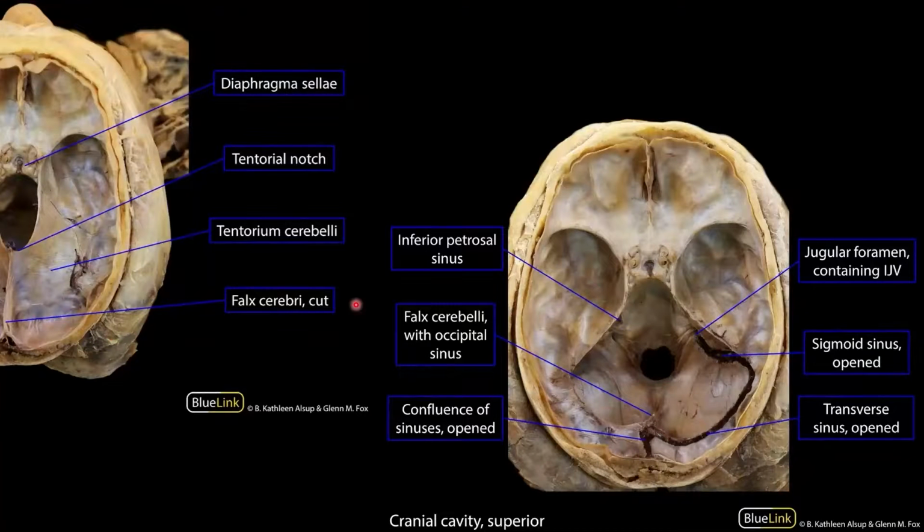Now, I am going to bring your attention down here to the left. In this image, the tentorium cerebelli has been cut away, and the meningeal layer of the dura has actually been dissected through, opened up to expose the inside of the transverse sinus here, and then the sigmoid sinus there.